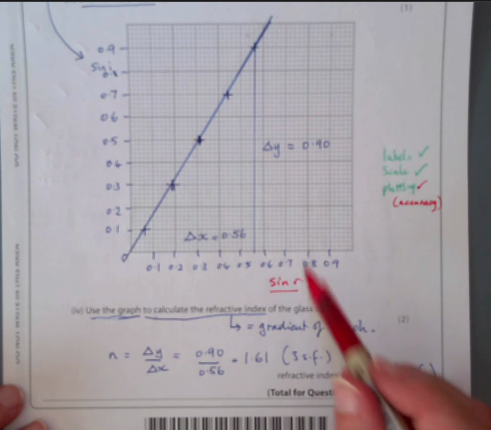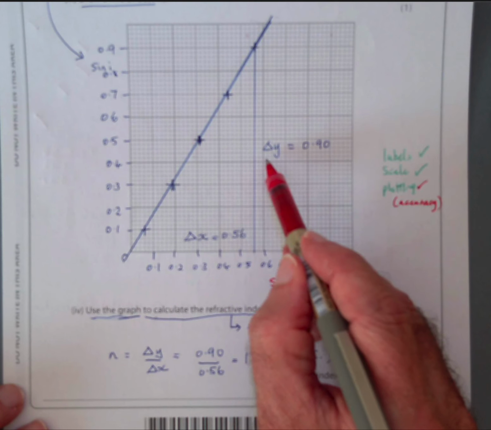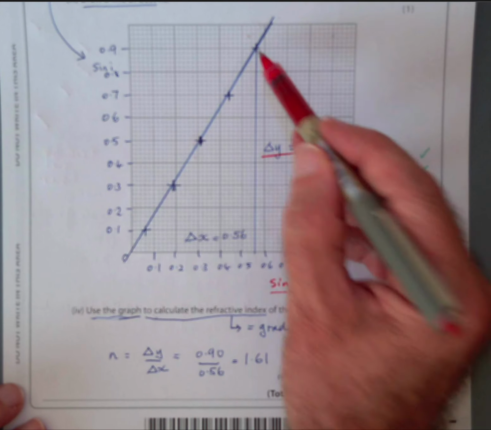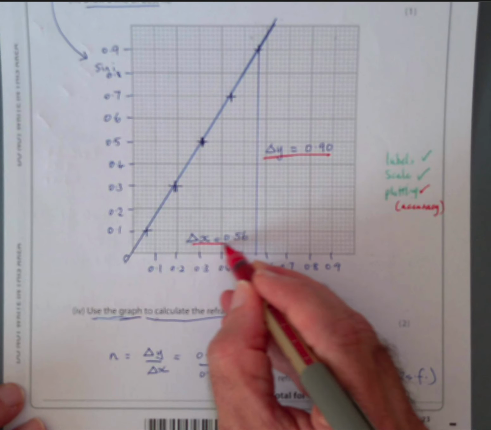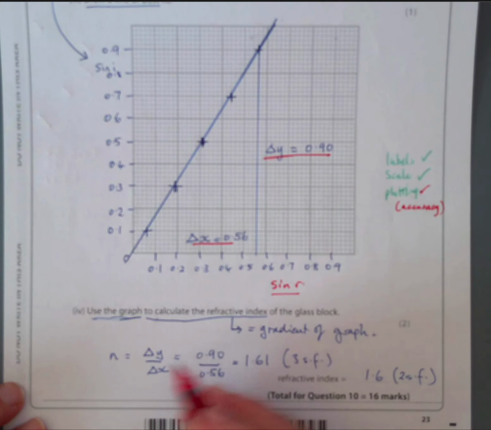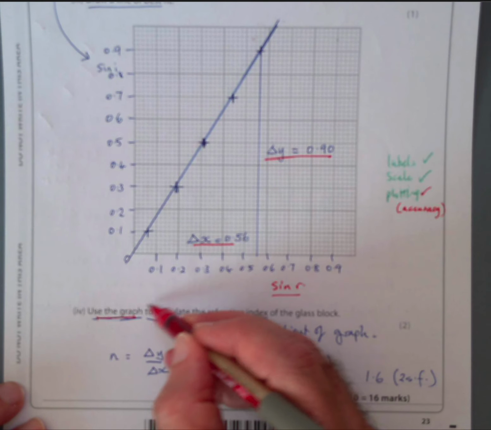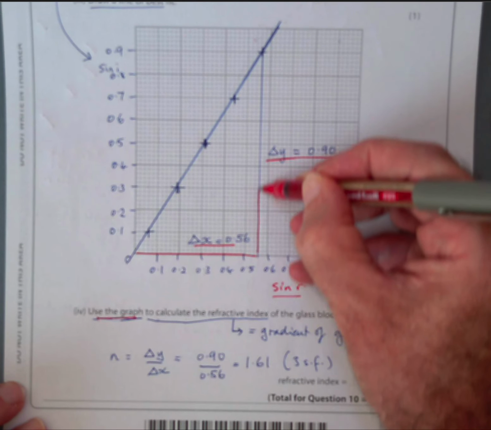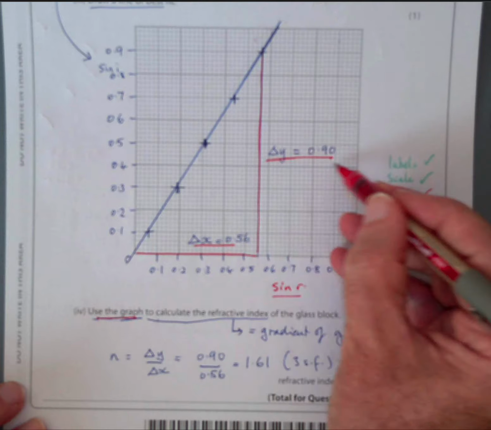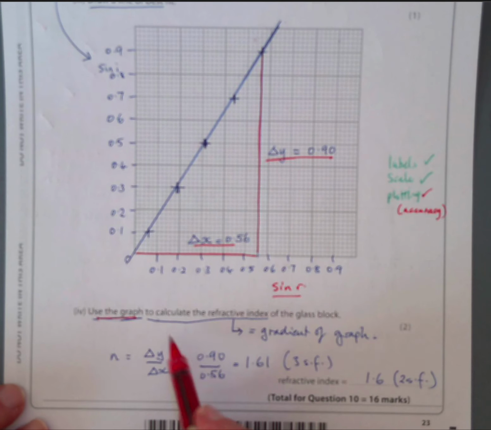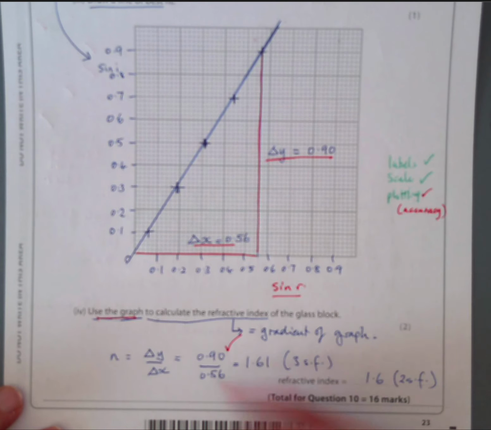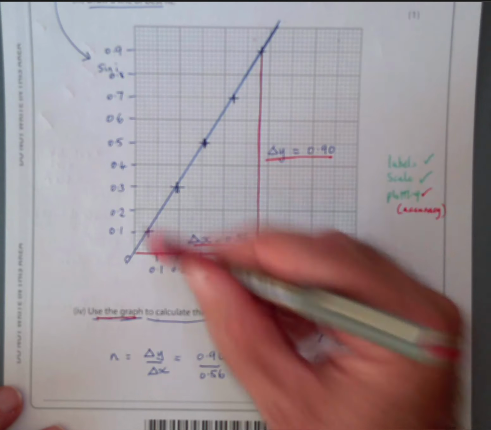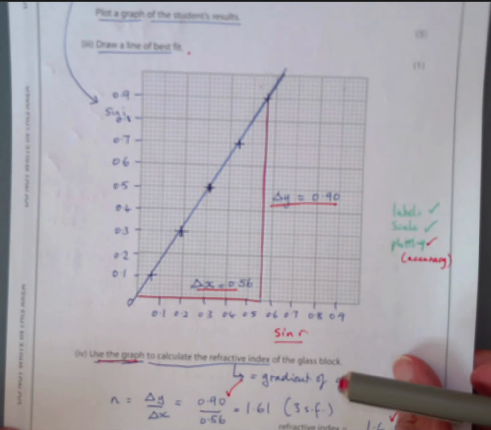And then once you've got that, the reason you want sine i on that side is you want to find out how much the y-axis has gone up. So I've used the last figure, which is 0.9, and I've used the last figure for x, 0.56. They want you to use the graph. That means they want you to draw a triangle on the graph, work out how much it goes up against how much it goes across, and divide one by the other. If you don't do that calculation, you will not get the 2 marks. You have to show that. And 1 mark for the line of best fit, it says here.